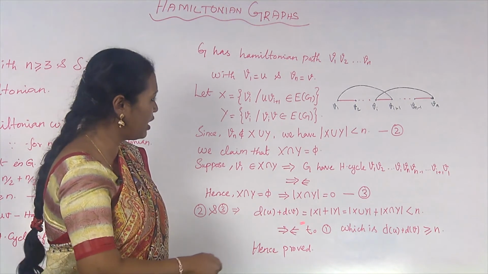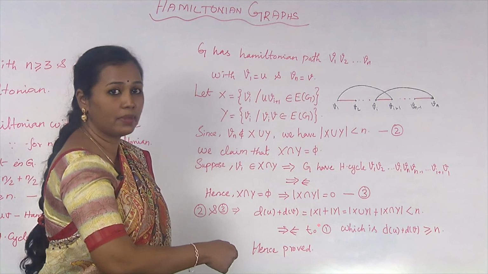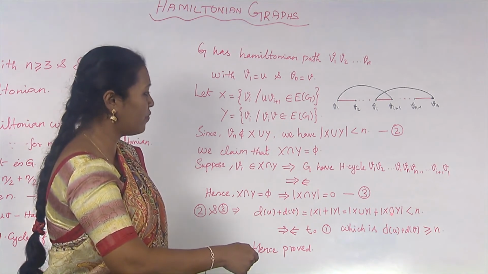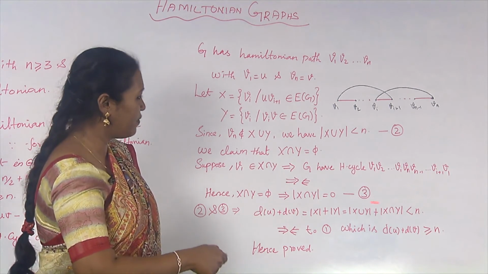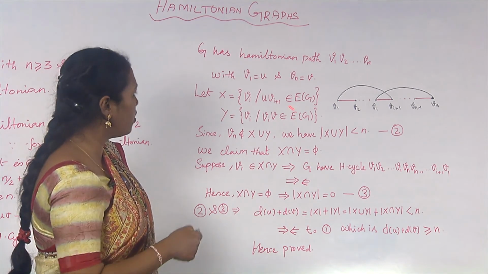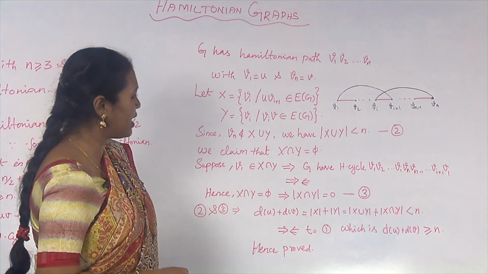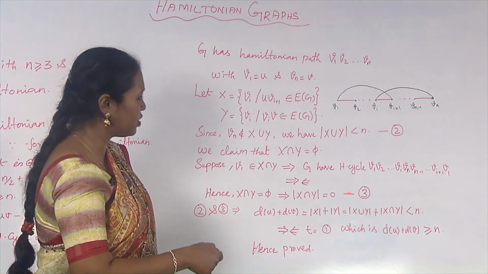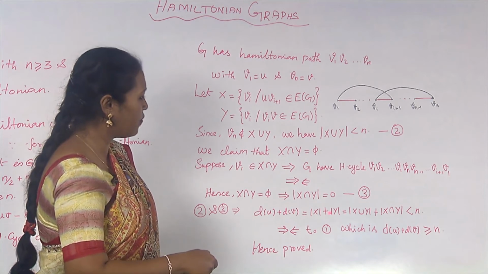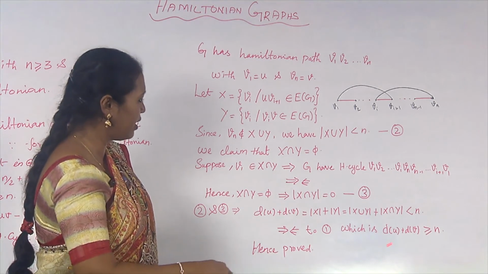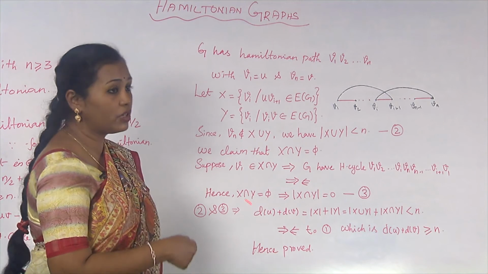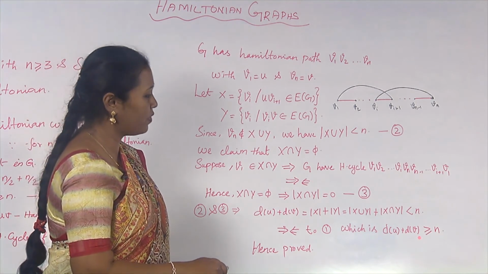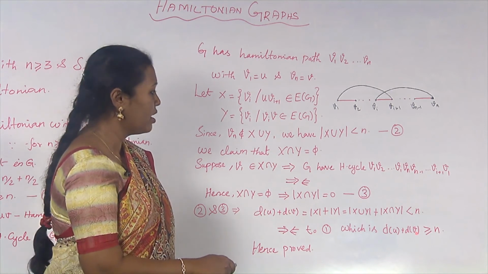of X intersection Y. So, by just shifting the positions, I arrive at cardinality of X union Y plus cardinality of X intersection Y, which is definitely less than n, because cardinality of X union Y is less than n, that is the condition that we said earlier, and cardinality of X intersection Y is 0. Therefore, cardinality of X plus cardinality of Y is less than n. This is a contradiction to our original equation 1, which said that d of u plus d of v is greater than or equal to n.